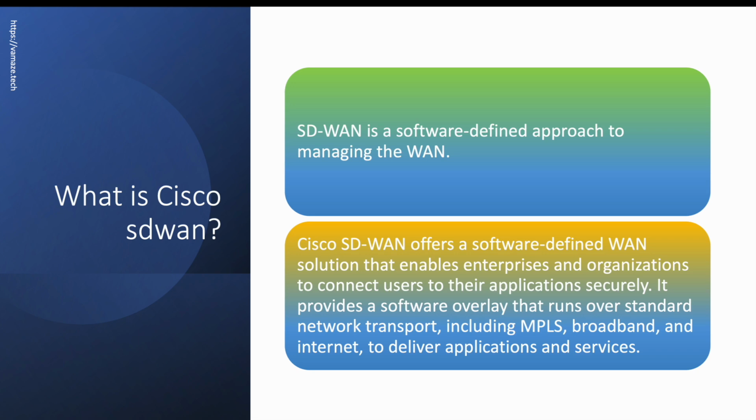What is Cisco SD-WAN? As you know, SD-WAN is a software-defined approach to managing the WAN. Cisco SD-WAN offers a software-defined WAN solution that enables enterprises and organizations to connect users to their applications securely. So it provides an overlay that can run over any kind of transport, including MPLS and broadband internet, to deliver applications and services.